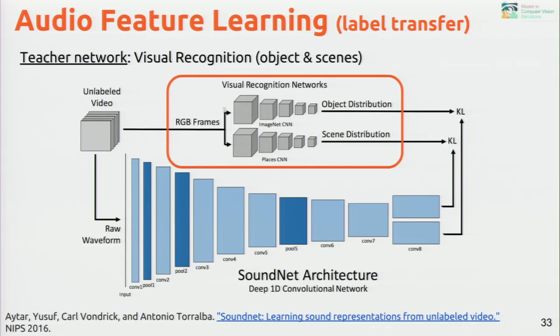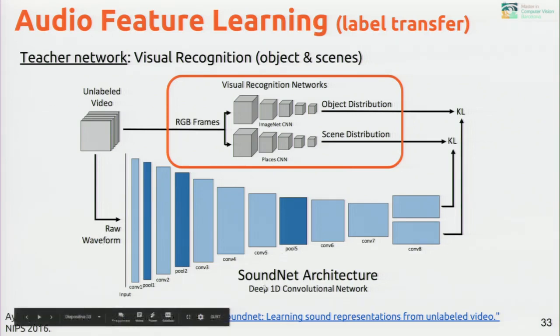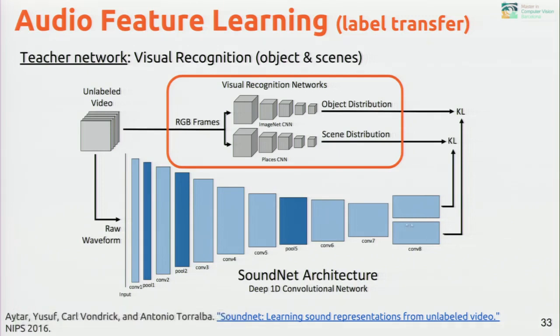So given a video frame, you had predictions of locations and objects. Then they look at the audio track. They took the raw waveform, and they define a new architecture, the SoundNet architecture, a convolutional one, but it's for audio, so it's 1D convolutions, not 2D. And they train this network to predict the same object or scene classes that were defined for ImageNet and Places.